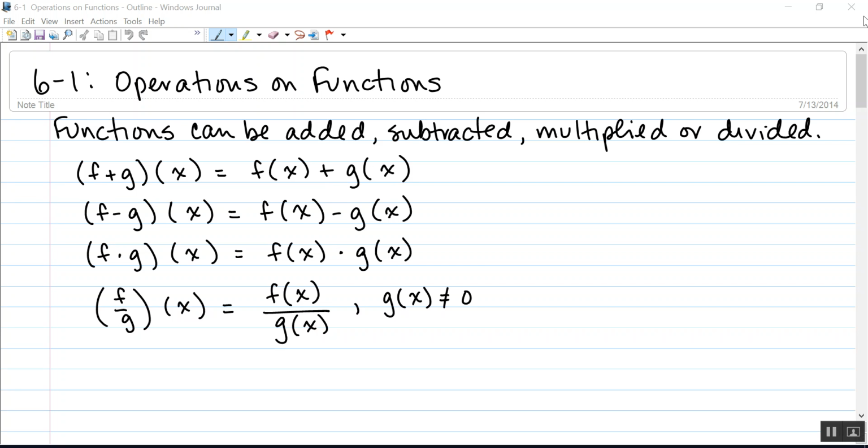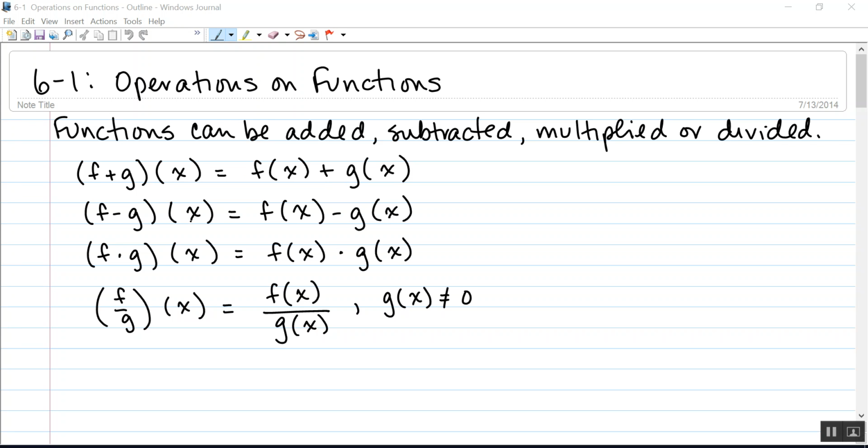Section 6.1 is on operations on functions. Functions can be added, subtracted, multiplied, or divided. Here's what the notation looks like. (f + g)(x) is the same as f(x) + g(x). You just add the two functions.